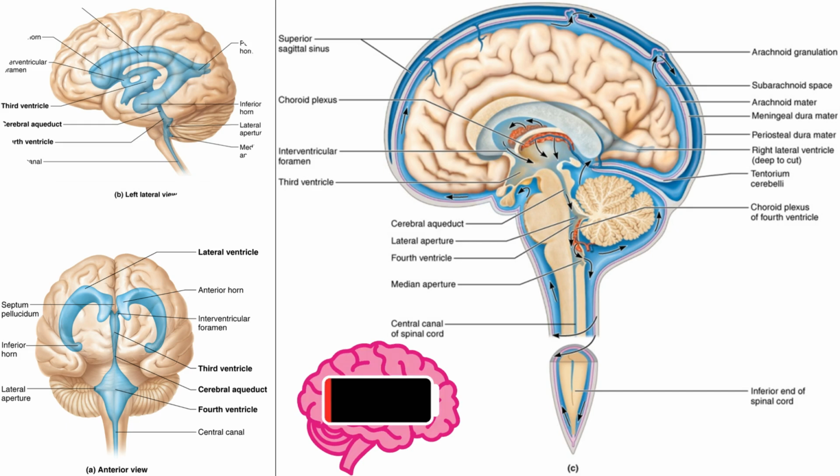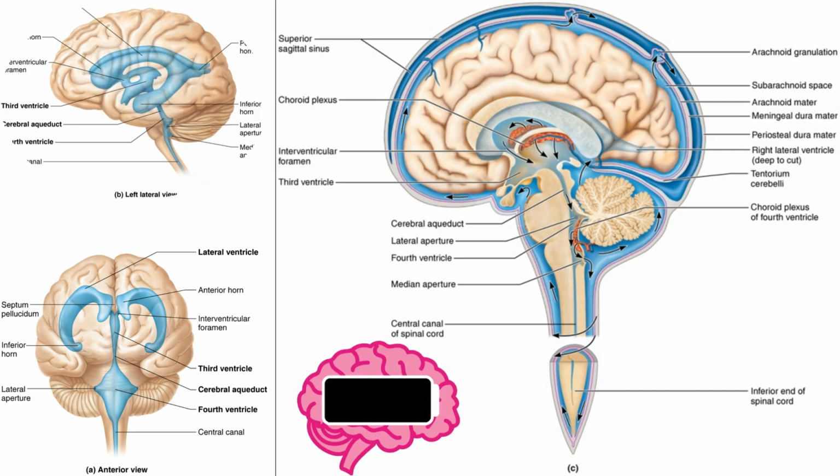Before we trace the flow, let's define the ventricles. These are a connected system of four fluid-filled cavities located deep within the brain parenchyma. Rather than being solid tissue, these spaces serve as the production site and reservoir for cerebrospinal fluid, providing an internal cushion that protects the brain from within.